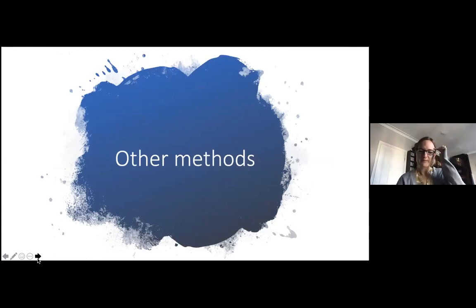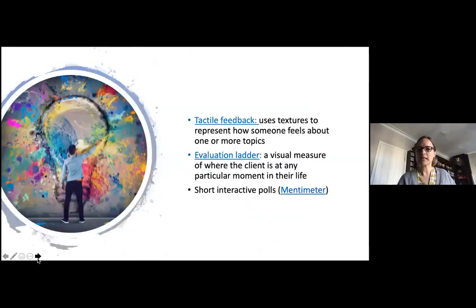And then just a few other methods that I don't want to go into too much detail on, because either they didn't fit into one of the other categories or they're quite specialist. Especially if you're working with users with visual impairments, then tactile feedback might be a really good tool to employ, which uses textures to represent how someone feels. There's also a tool called an evaluation ladder, which again is a visual measure, which people can use to articulate where they feel they are in their journey.